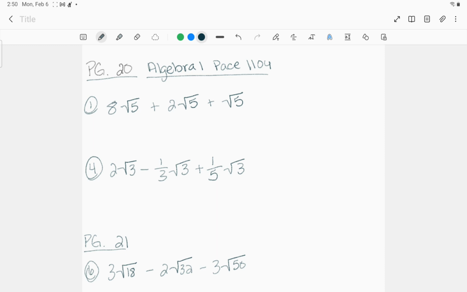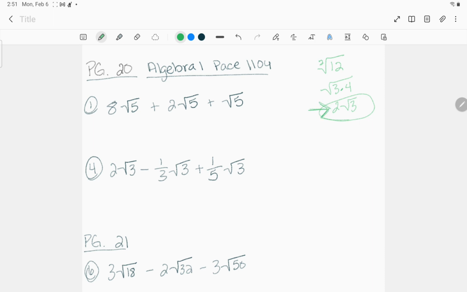So on page 18 and 19, we were doing simplifying the radical expressions. So your number 1 over on page 18 was the square root of 12, and how do you figure that? Well, what are factors of 12? You have 1 and 12, 2 and 6, and 3 and 4. So this is a square root. So what of those factors has a perfect square in it? And it is 3 and 4. So you have the square root of 3 times 4, which gives you 2 times the square root of 3. Okay, and that is your final answer right there.